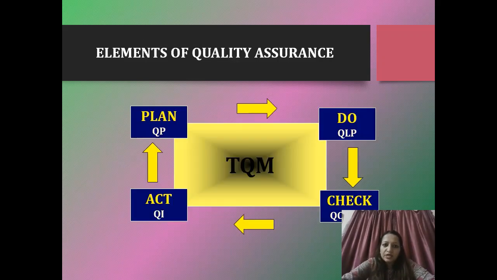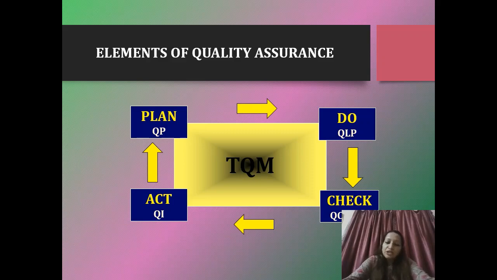So next we come to the elements of quality assurance. What does that involve? It involves the PDCA cycle. PDCA stands for plan, do, check, and act. Plan includes quality planning or QP. Do includes QLP, that is quality laboratory process. Check involves QC and QA, that is quality control and quality assurance, and act involves quality improvement or QI.